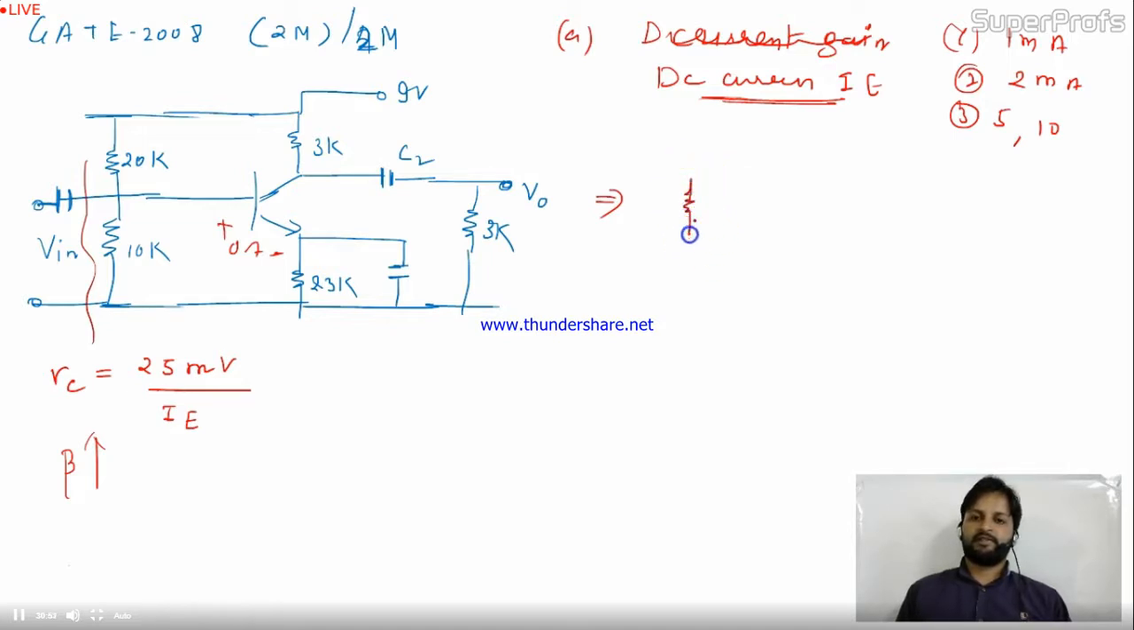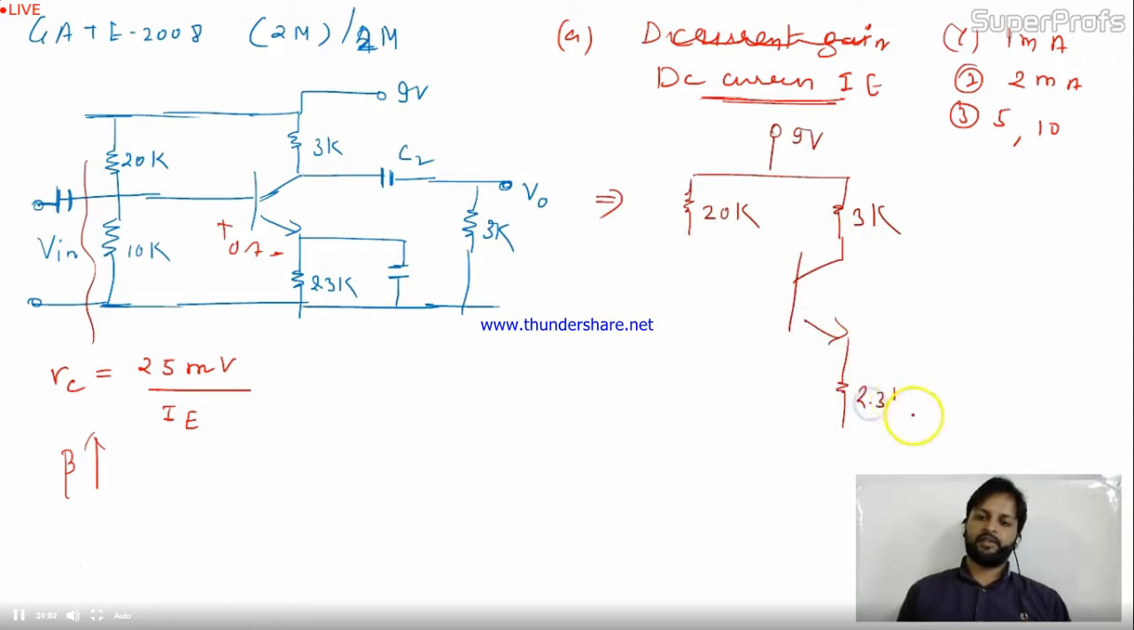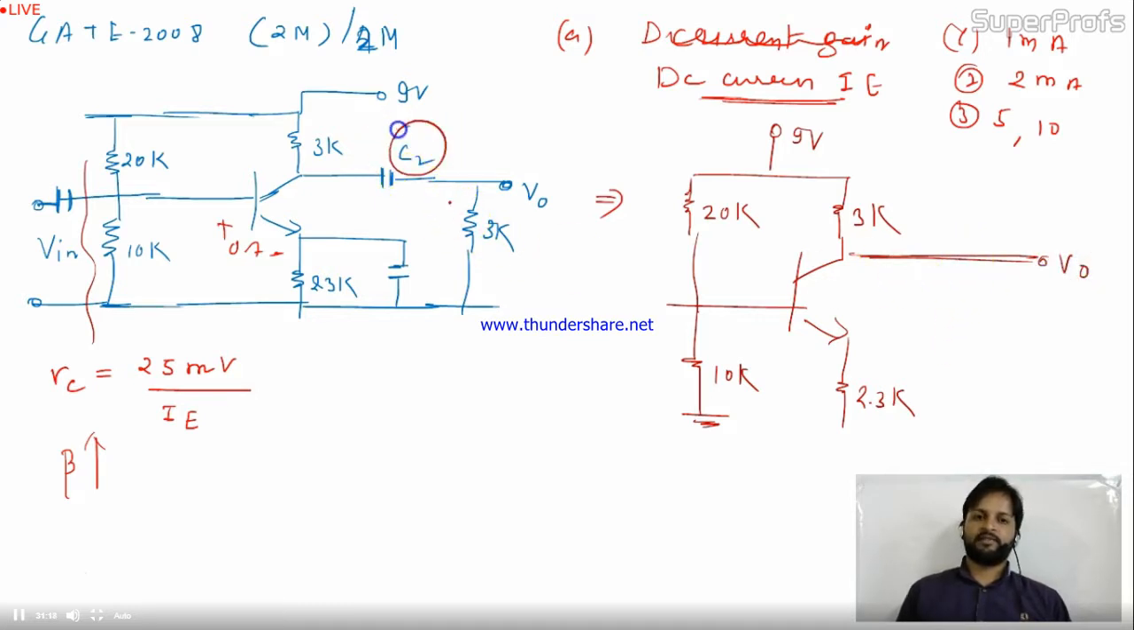DC analysis. This is 20K, 3K connected with 9 volt. The circuit is like 2.3K. Over here, the capacitor is gone from the circuit. This is the circuit. This is 10K. And over here, you have V0. And apart from this, everything is gone, so the 3K is useless. Right. Now here is the IE. This is nothing but IE DC, whatever they are asking.